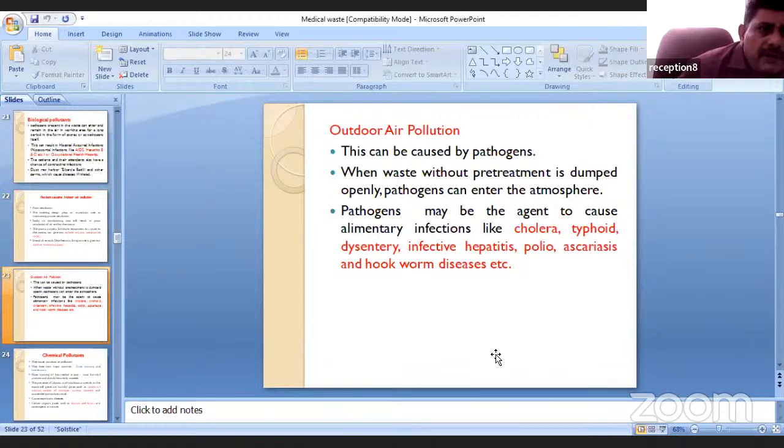Then outdoor air pollution is mainly caused by pathogens. It is mainly generated when we incinerate any biomedical waste in an open area, right? Especially pathogens like Vibrio cholerae, Salmonella typhi, and other bacteria which can cause infections, especially of the alimentary canal, all due to air infection.